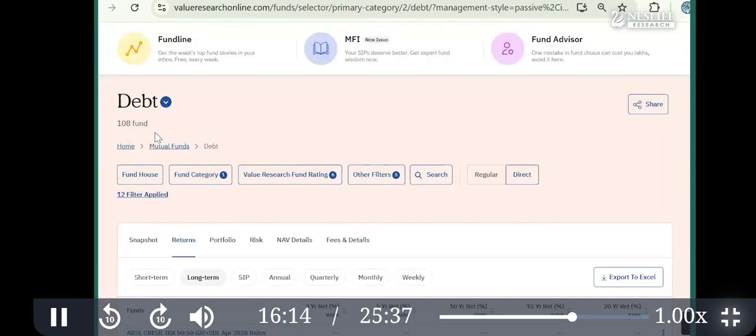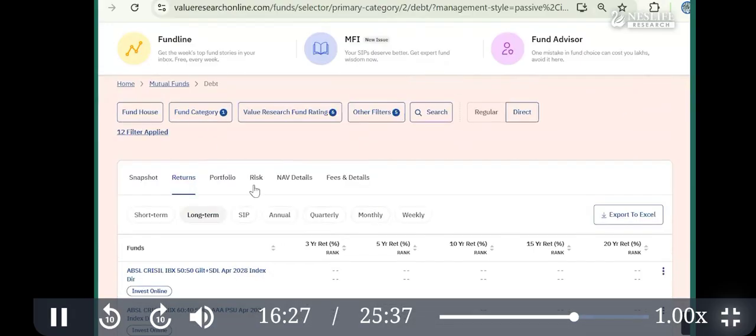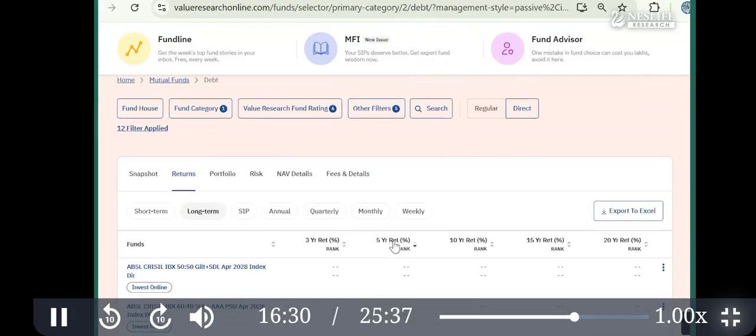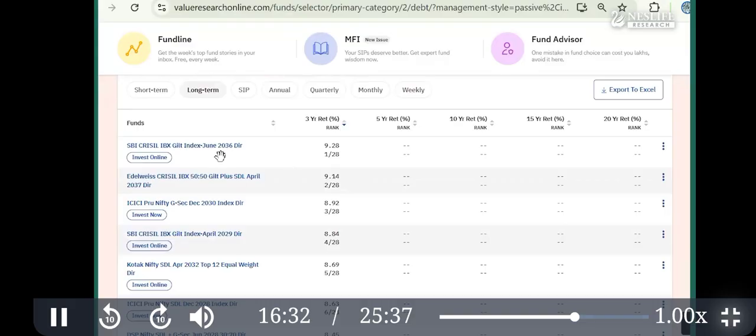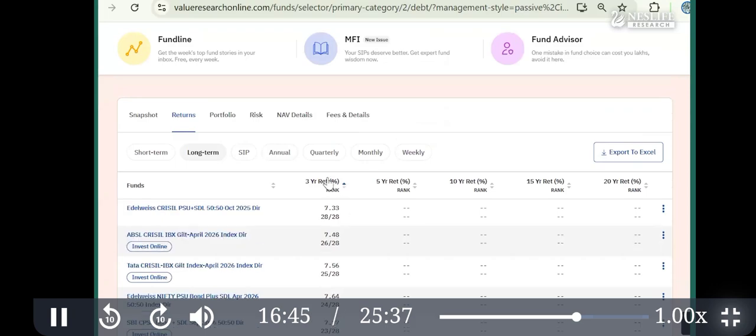There are again 108 funds in the debt category. These are index funds. Remember, active funds, index funds, ETF. Now we are talking about index funds. So when you are screening, you can just do the screening here. Now you see the highest return is 9% in this category, because these are investing in debt products, so they will not give more than 10% usually. They will have 6 to 9. Some are giving 7.